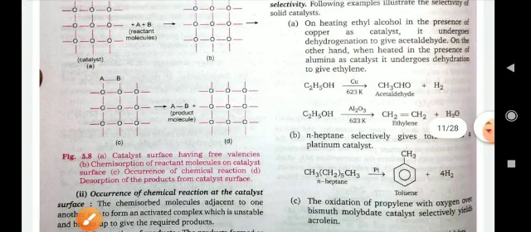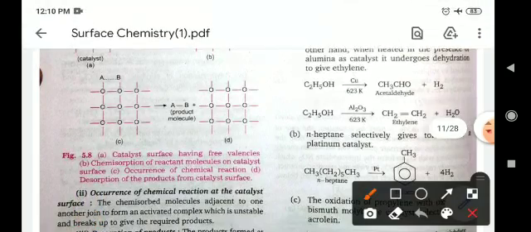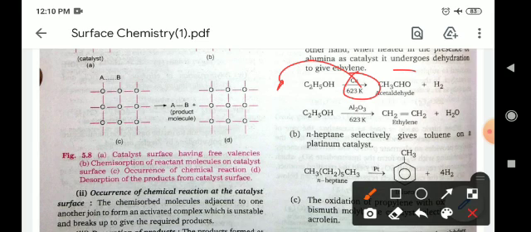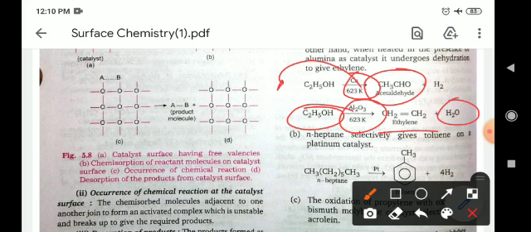So here you can see there are two catalysts. This catalyst will act on this compound and give acetaldehyde, but this catalyst on the same reactant, after the removal of water, gives ethene. So we can see for a particular type of reaction there will be a particular type of catalyst. So it is known as the selectivity of the catalyst.